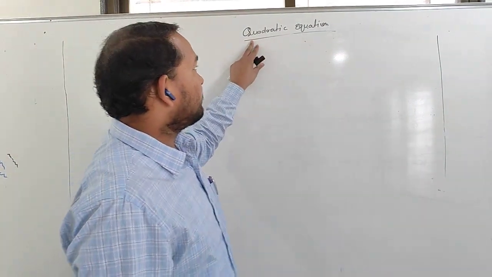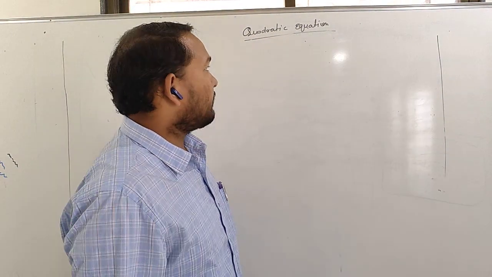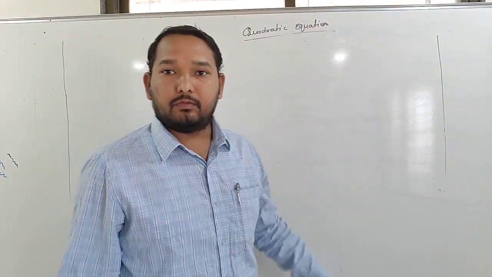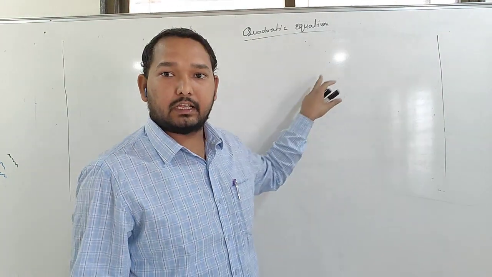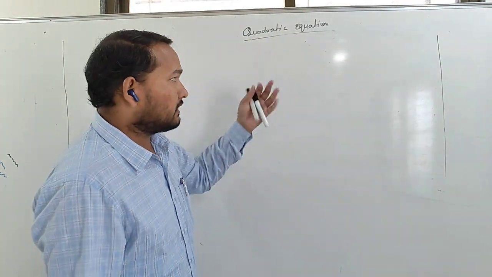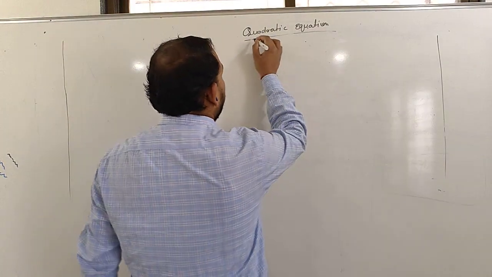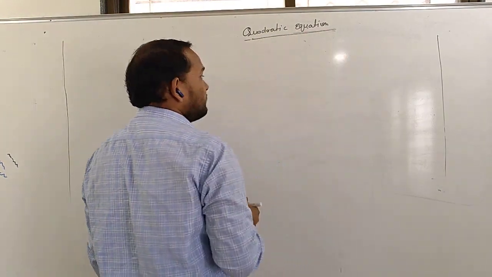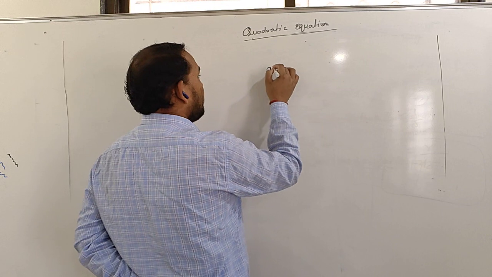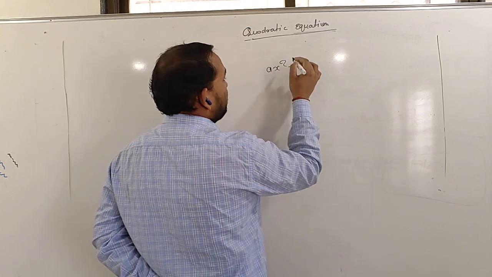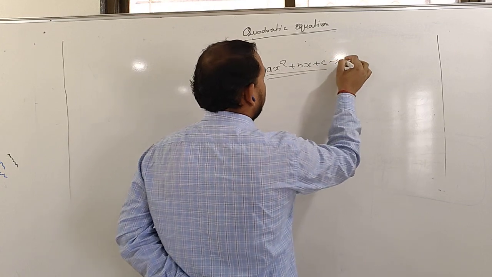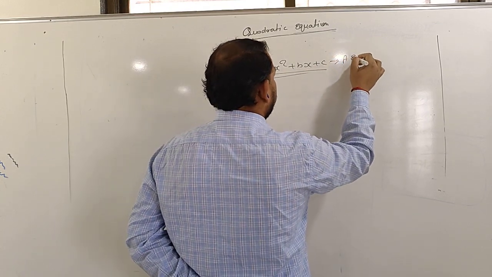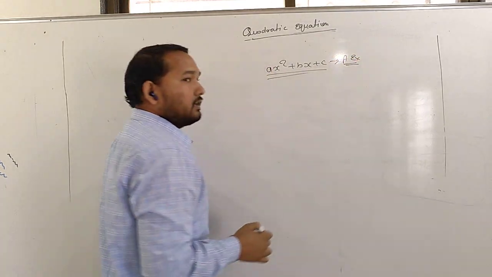Today we are taking a new topic, quadratic equation. You read this chapter in class 10 as well as in JEE Advanced. So now we start quadratic equation. We write a simple algebraic term. This is called a polynomial or algebraic expression. Why are we saying algebraic expression?